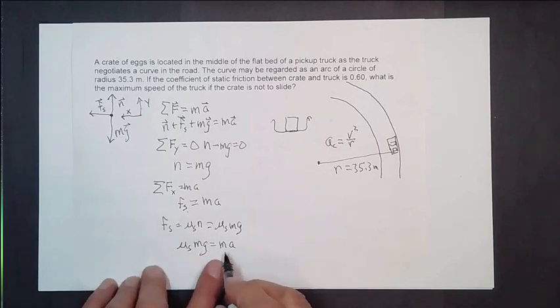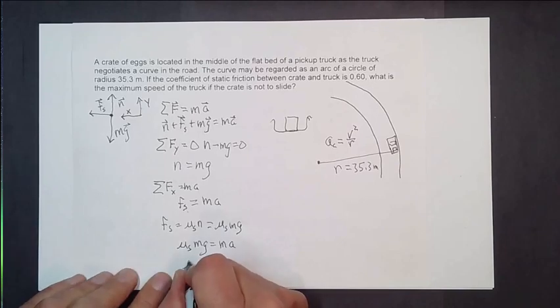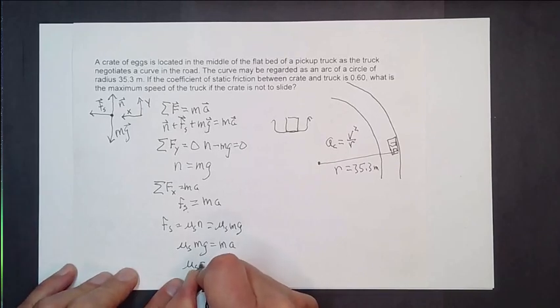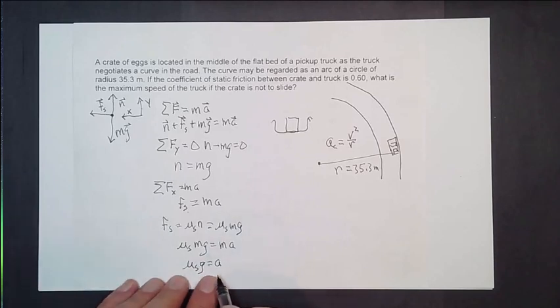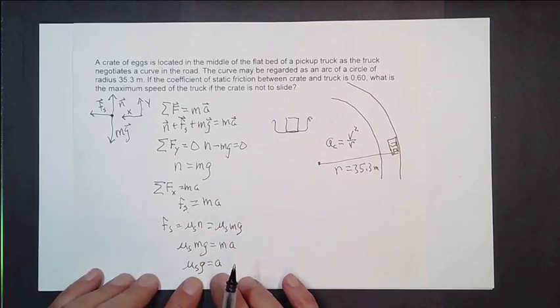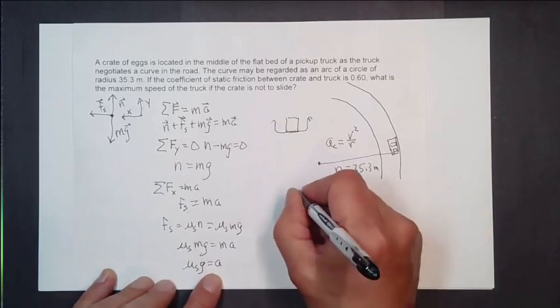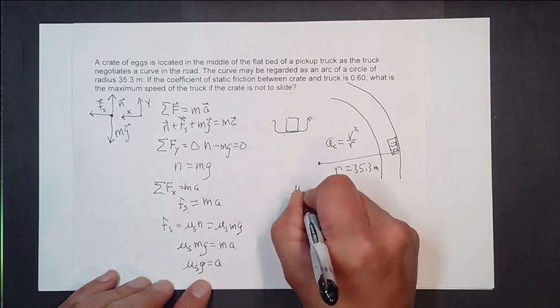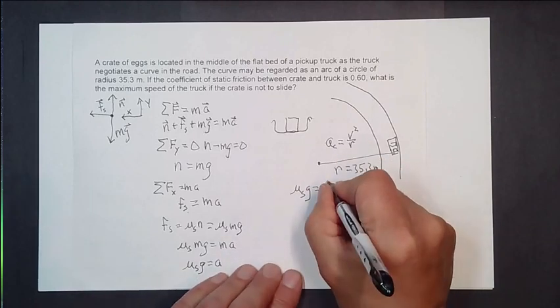Hey, look, the masses drop out. I don't have to know the mass of that batch of eggs. So mu sub s g is going to equal the acceleration. We've actually seen that before in a horizontal situation. Maximum acceleration will equal mu sub s times g. But you need to show that because sometimes it may not be the case. Now, it's centripetal acceleration that we're talking about here. So that means that I'll have mu sub s g will equal v squared over r.